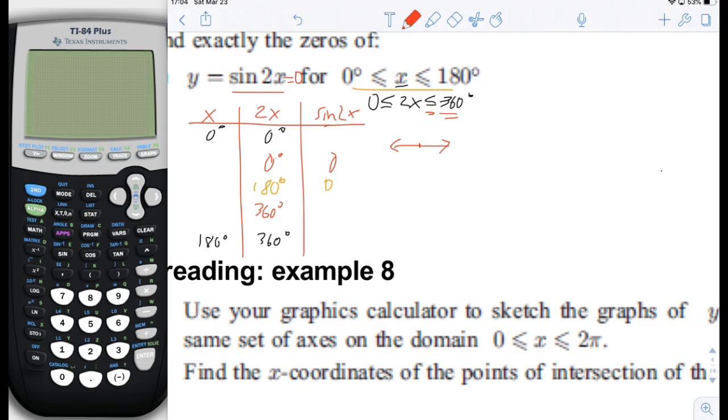And now let's figure out what the x value is for each of the three values. So 0 degrees was found from x by multiplying by 2. So now we will divide by 2 to get the original x value, so we still get 0 degrees. For the orange value, if we divide 180 by 2, we get 90 degrees. And for 360, if we divide by 2, we get 180 degrees. So our three solutions are 0, 90, and 180.